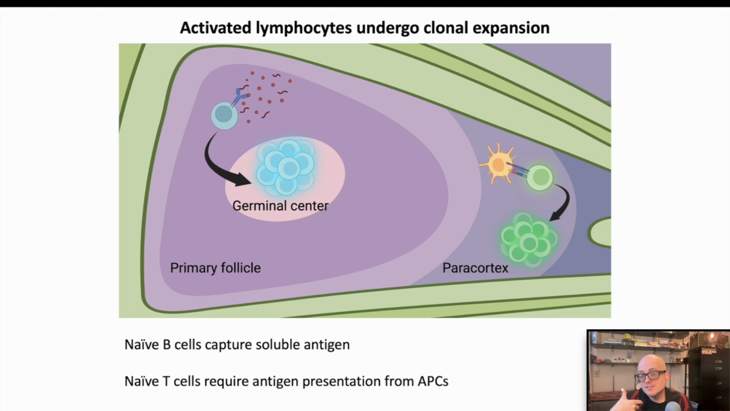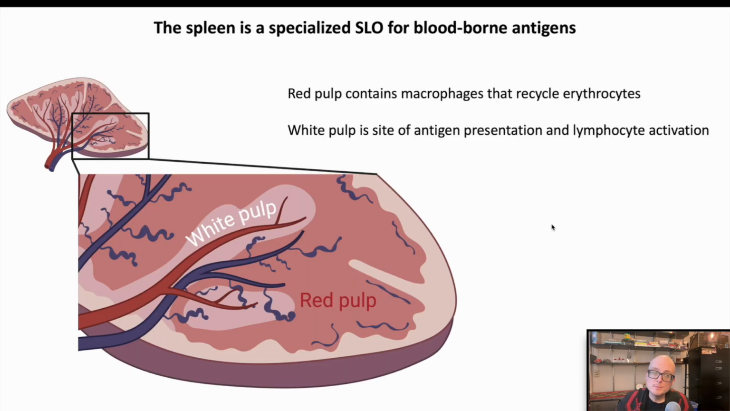However, we can also have infections in our blood, and so we actually detect blood-borne infections through a different organ, not lymph nodes, but an organ called the spleen. The spleen, in fact, is a specialized secondary lymphoid organ for blood-borne antigen.